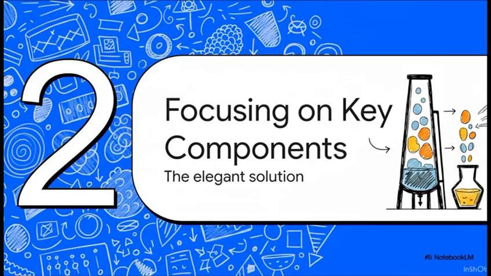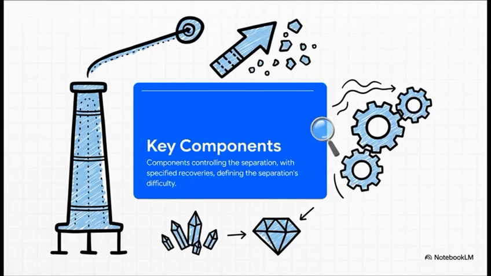What's the trick? Well, it's all about focusing on what we call the key components. Instead of trying to manage everything at once, the whole process gets way simpler by just zeroing in on the few things that are actually in charge of the separation. So what makes a component key? Well, pretty simply, it's one that we have a specific goal for. We're trying to recover a certain amount of it, and its properties are what tell us just how tricky or sharp this separation is going to be. These guys are the ones driving the whole design.